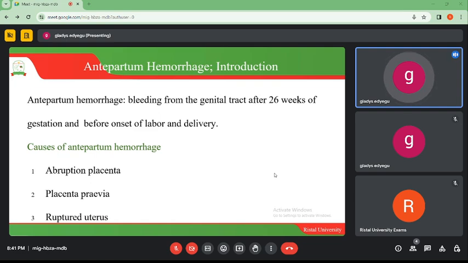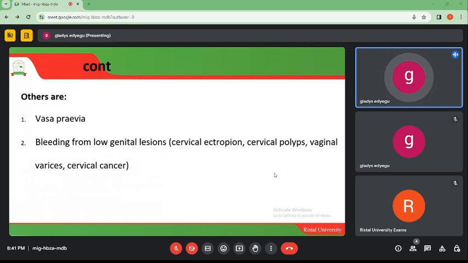So the causes of antepartum hemorrhage are abruptio placentae, placenta previa, and ruptured uterus. In the following slides, we are going to explain in detail the meaning of these terms as the causes of antepartum hemorrhage. We are going to understand what abruptio placentae is, what placenta previa is, and what the ruptured uterus is all about. There are also other causes besides the three that we have already mentioned, and that is vasa previa, and then bleeding from the lower genital lesions. That is due to cervical ectropion, cervical polyps, vaginal varices, and cervical cancers.